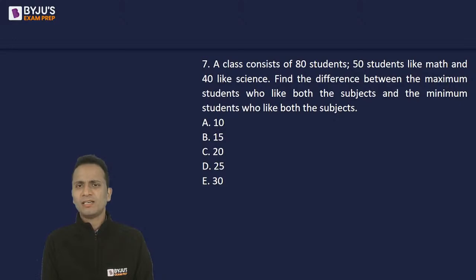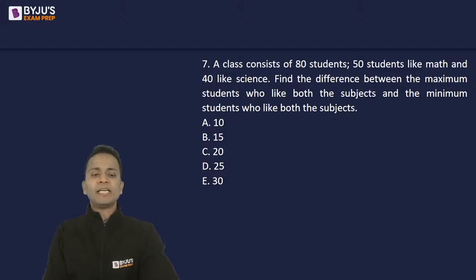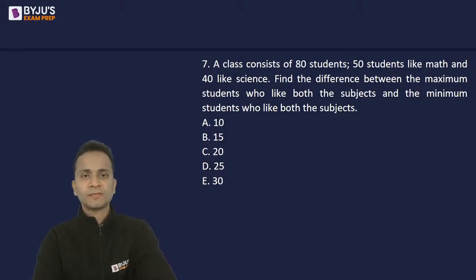Question number 7, a basic application of Venn diagrams. Normal two-set Venn diagram है. A class consists of 80 students, 50 students like maths and 40 like science. Find the difference between the maximum students who like both and minimum students who like both. A very, very basic application of Venn diagrams.